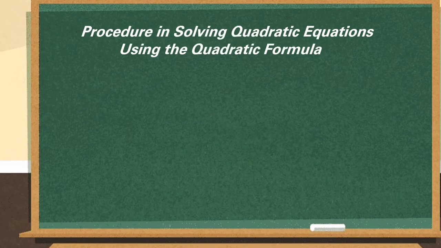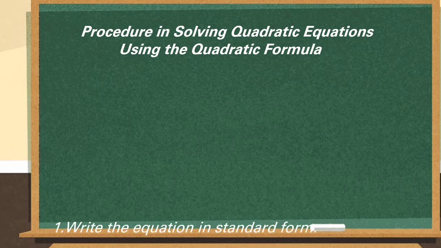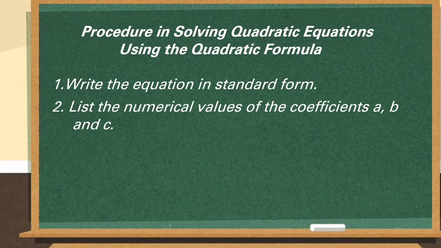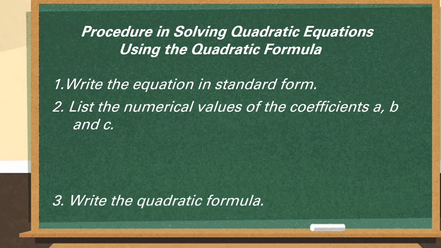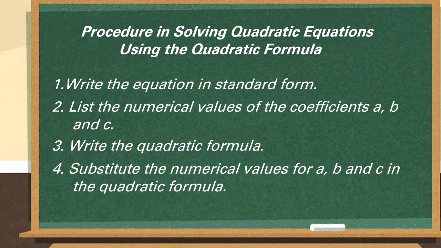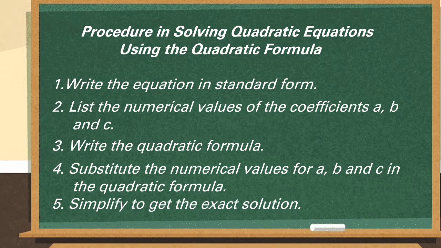This is the procedure in solving quadratic equations using the quadratic formula. First is to write the equation in standard form. Second is to list the numerical values of the coefficients a, b, and c. Next is to write the quadratic formula. And then substitute the numerical values for a, b, and c in the formula. And last is to simplify to get the exact solution.